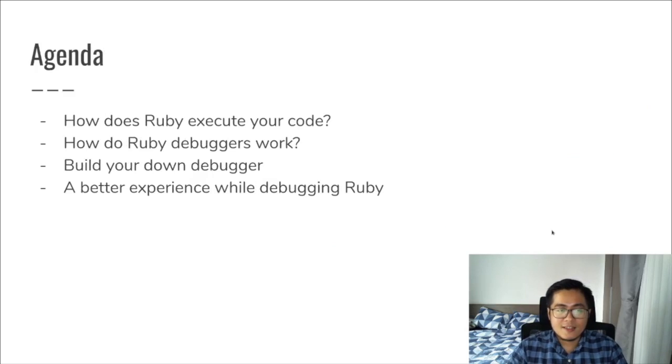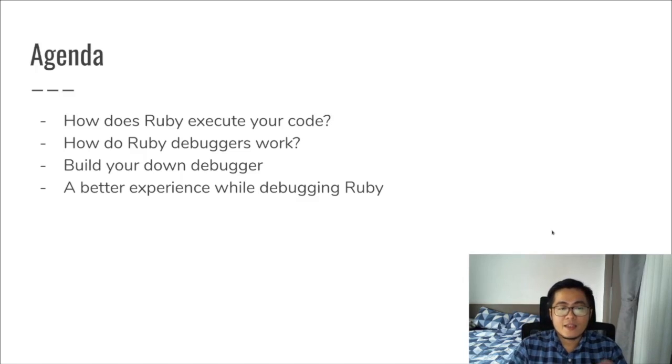So let's get started. Today I will talk about some items. The first one is that before you can get into building a debugger, you must understand how Ruby executes your code. And then we go deep to explore how the Ruby debuggers work behind the scenes. And then we finally get into building your own debugger. And after that, I will introduce a tool to provide a better experience while you debug Ruby. So let's get into the first session.